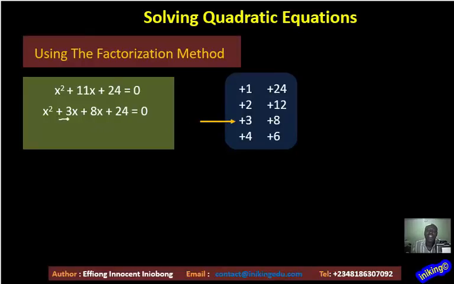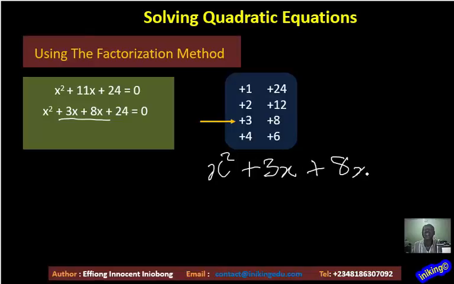So we have here plus 3x plus 8x. That is x squared. In place of plus 11, we have plus 3x plus 8x. And then we have our plus 24 equal to 0. So we have removed plus 11 and we have brought in plus 3 and plus 8. So you can see the whole essence of getting these pairs of factors is just to get the pair of factors of 24 that can replace plus 11.